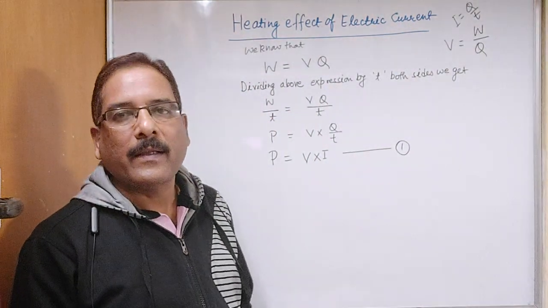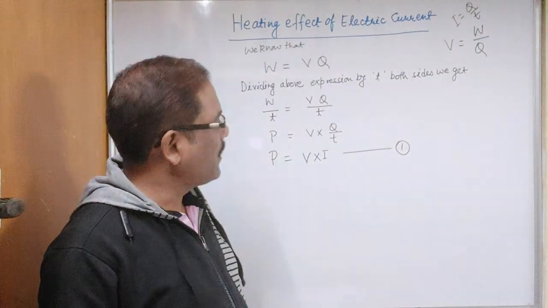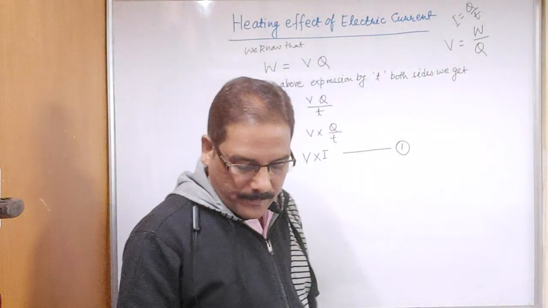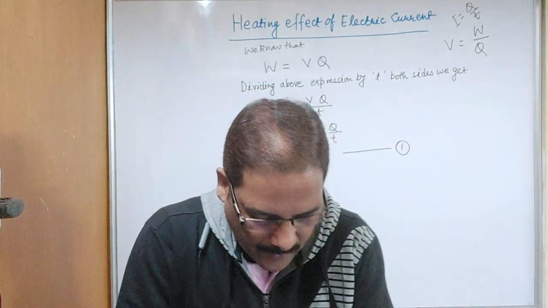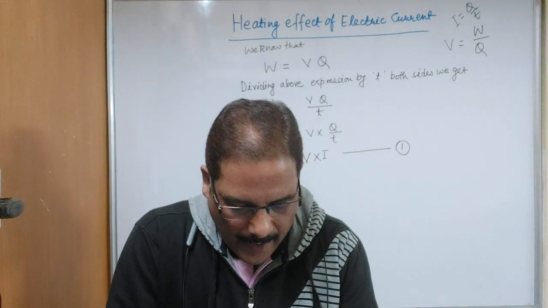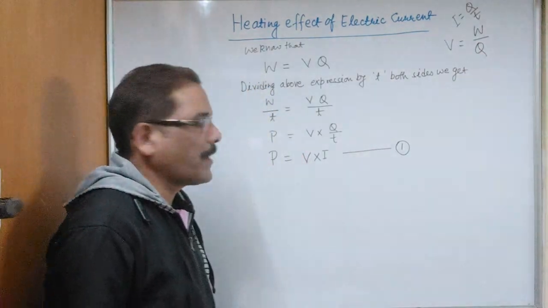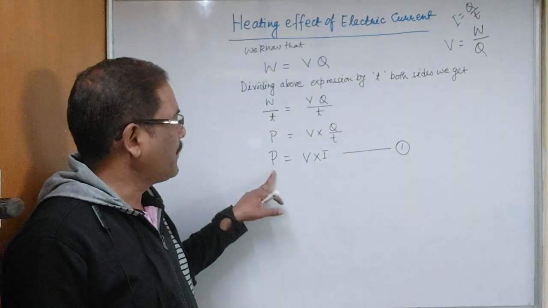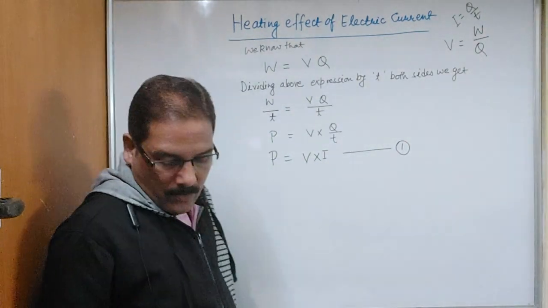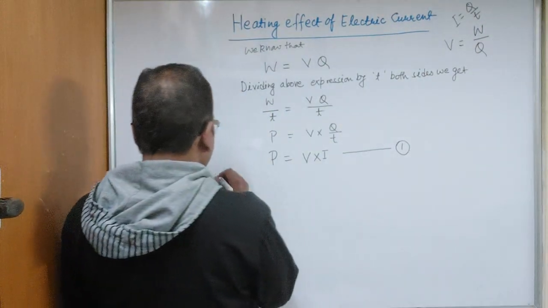So you look at the equation given in your book, that is equation 12.19, that P is equal to V into I. Now reading further, the energy supplied to the circuit by the source in time t is P into T. So how much energy is supplied in time t? We have to multiply this power into time. So that is VIT.